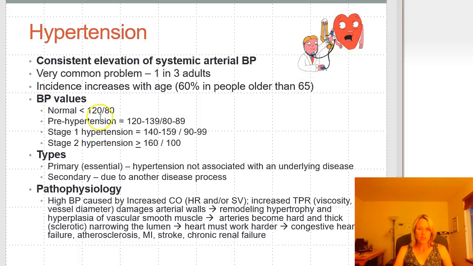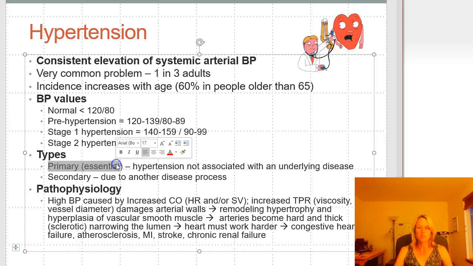This shows just normal blood pressure values. You might want to write them on your card that you can use for your exam. Types of hypertension, we have 2 types, primary or essential hypertension. This is the most common, and this is hypertension that's not associated with any other disease. And then secondary is caused by another disease process.